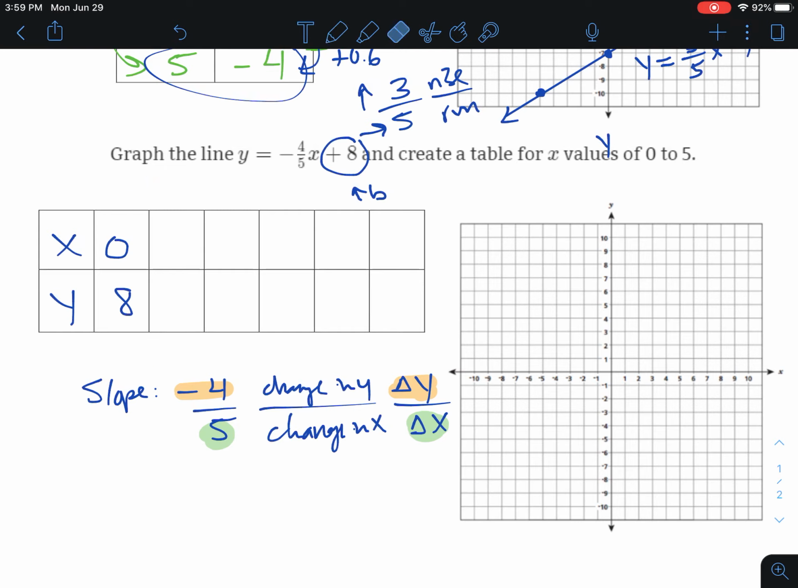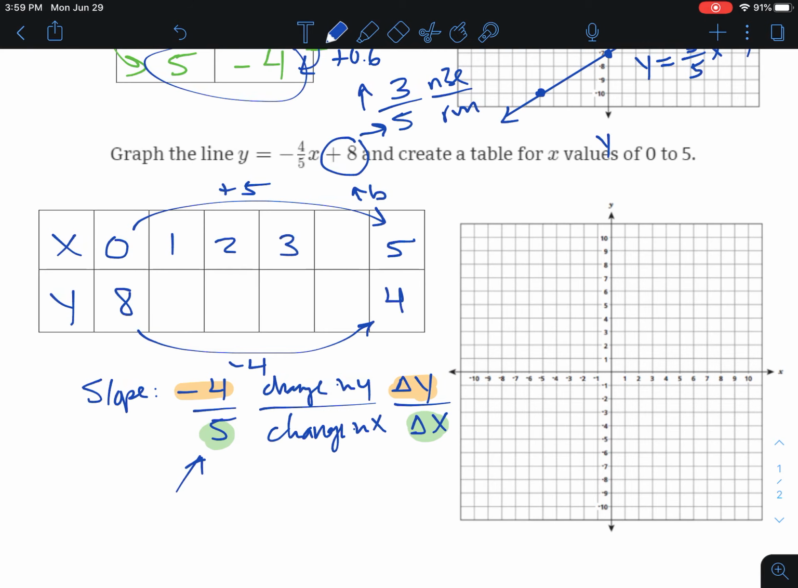But again, it wants us to go 0 to 5. So we're going to use that to jump all the way to the end here again. So plus 5 gives us 5 here. And then it's, for every change of 5 in x, we go down 4 in y. So minus 4 gives you 4 right here.